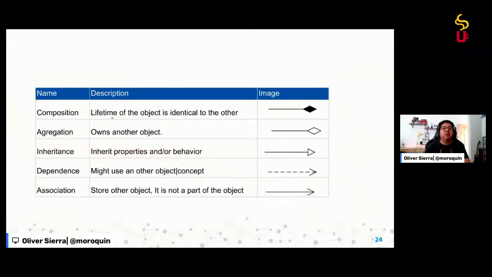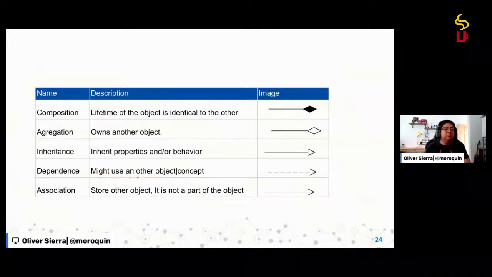And so summarizing all that I tried to say, we can say that composition is about the lifetime of the object. The lifetime of the object is identical to the other. When you use composition, if we destroy one of the objects, all the other objects will be destroyed. An aggregation usually means that it owns another object or it's part of me, but it can change. Inheritance inherits the properties and or the behavior, and we can create new specific ones or add something else.